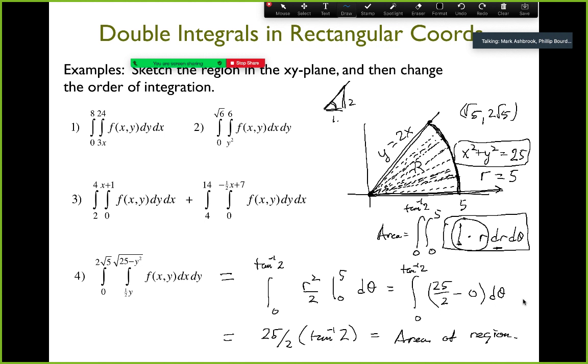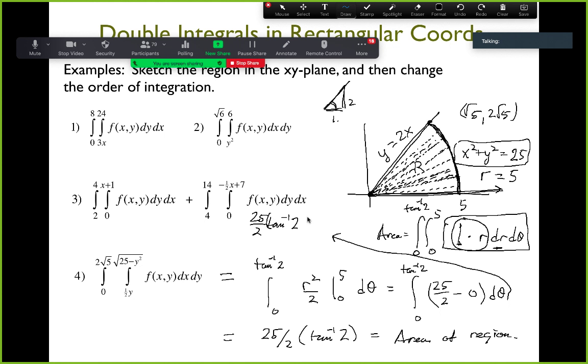Questions? Can you scroll down on the page a bit? I can't see what you just wrote. I'll just write it again up higher. I can't scroll down. So you can see this though. So you can finish that integral. It's just 25 halves tan inverse of 2. So that's the area of that region.